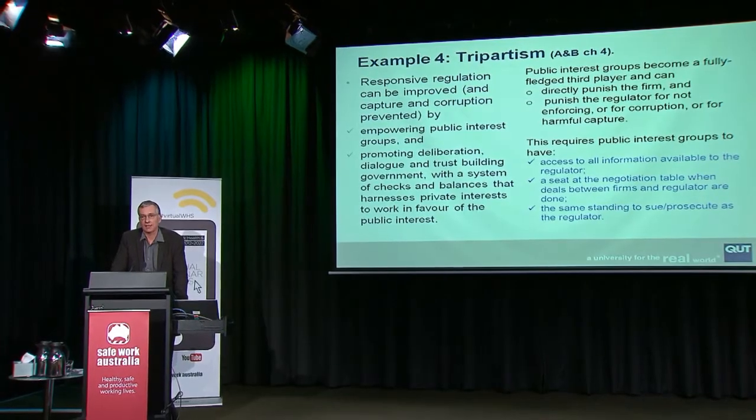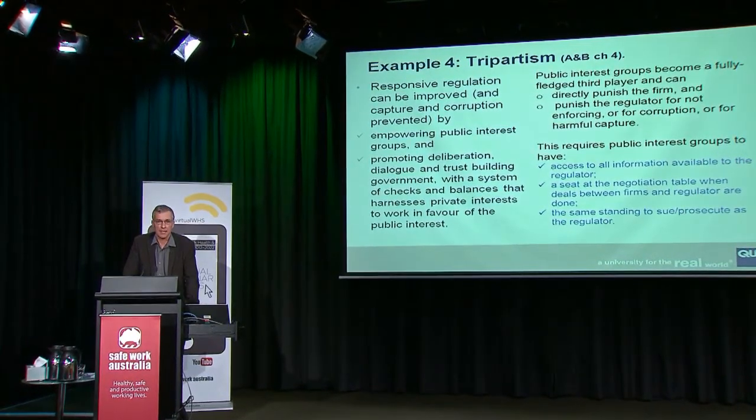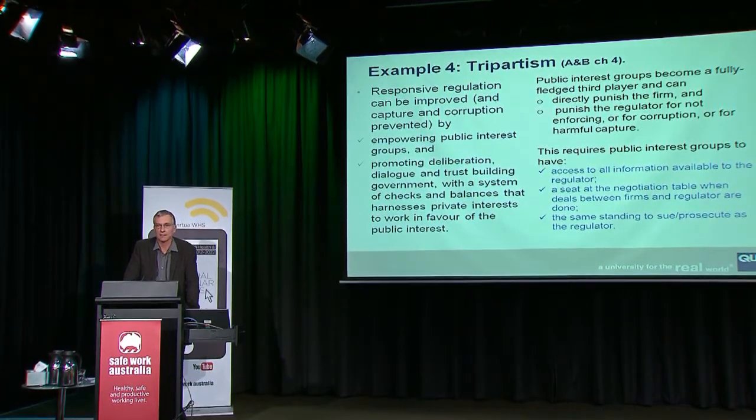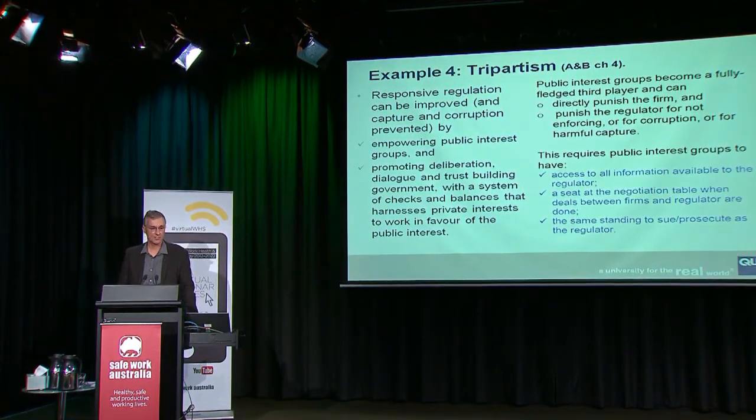Okay, time to move on to example four, tripartism. To introduce this properly, we need to move back to the original idea of civic republicanism. There were two key ideas that I was trying to get across at that point. The one was institutions checking on each other and counterbalancing the exercise of power by other institutions. This notion that there should be checks and balances in the system, and institutions should have the power to check and to countervail abuse of power by other parties. And the second was participation of citizens, two key ideas.